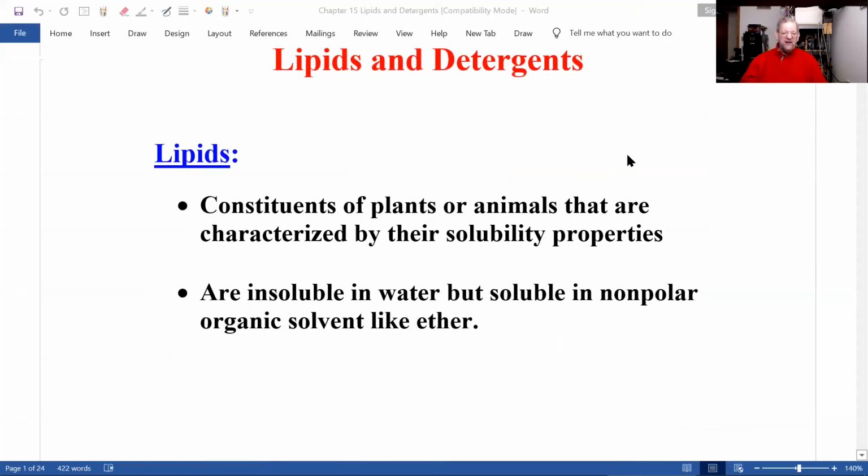All right, let's talk about lipids. Now, what is a lipid? A lipid is a constituent, something found in plants and animals, characterized by its solubility properties. Lipids are insoluble in water, but soluble in nonpolar solvents. I'll teach you later in this chapter what polar and nonpolar mean, solvents like ether, hexane, even gasoline, but don't try that at home. So this is a lipid.